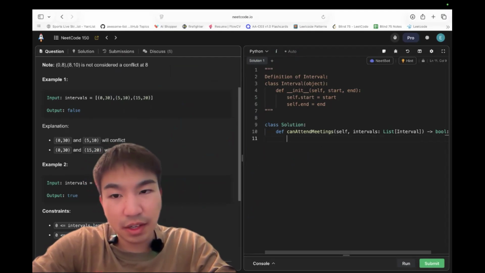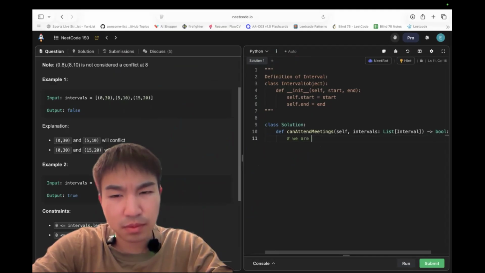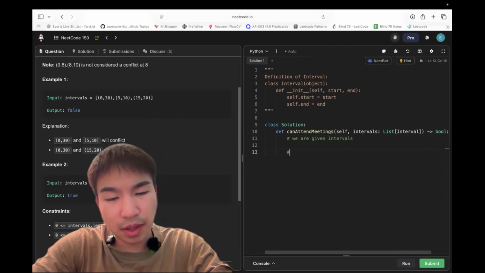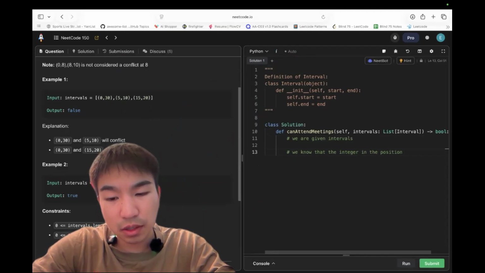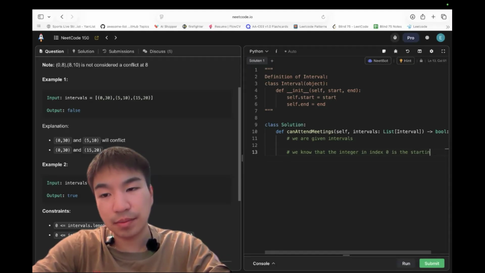All right, we could say we're given intervals. Okay, and we know that the integer in position 0, in index 0, is the starting time.